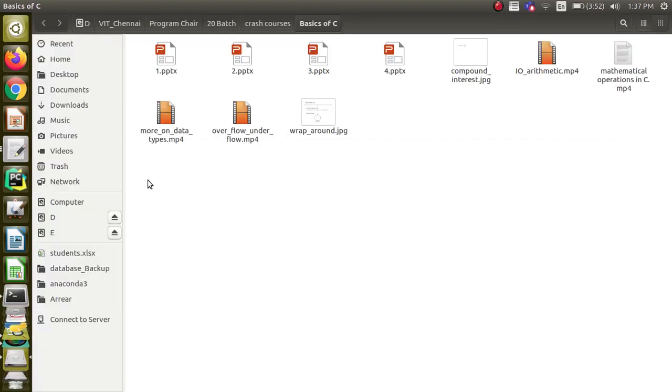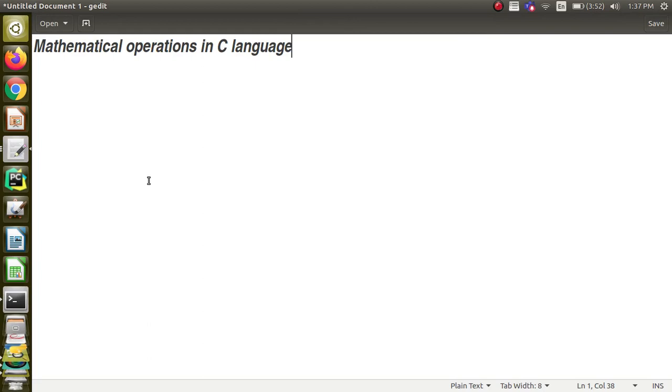Hi, in this lecture we are going to see how mathematical operations can be done in C language. When you are doing problem solving, there may be a requirement to use some built-in functions or some complicated mathematical functions. For example, you want to find out x power y. I want to find out what will be x power y.